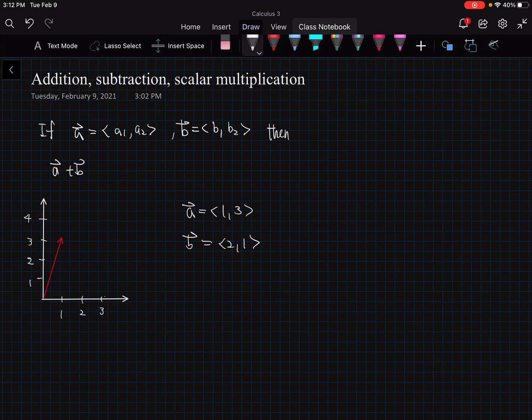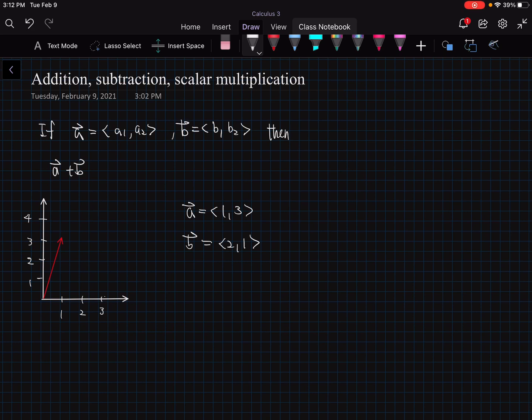We'll continue in section 12.2. Now we want to talk about addition, subtraction, and scalar multiplication with regard to vectors. So let's say we have two vectors. How do you add two vectors together? Here we'll give an example first.